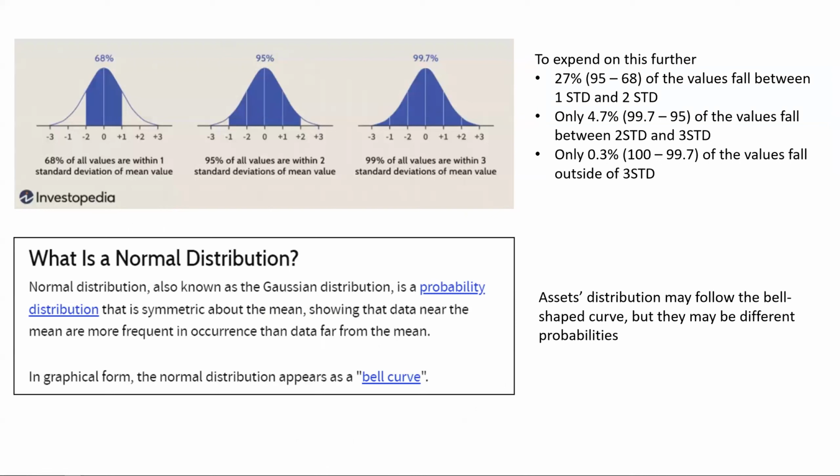Same thing, this is from Investopedia. What is a normal distribution? A normal distribution is also known as a Gaussian distribution. It's a probability distribution that is symmetric about the mean, showing that data near the mean are more frequent in occurrence than data far from the mean. So it is your bell-shaped curve. When we look at a normal distribution, no matter what kind of data you are looking at, you will usually get this kind of probability.